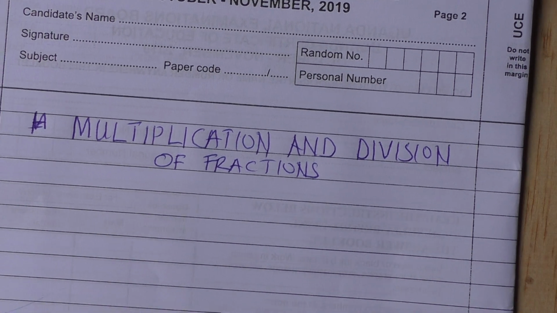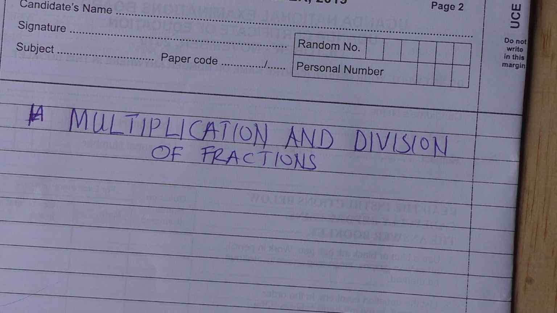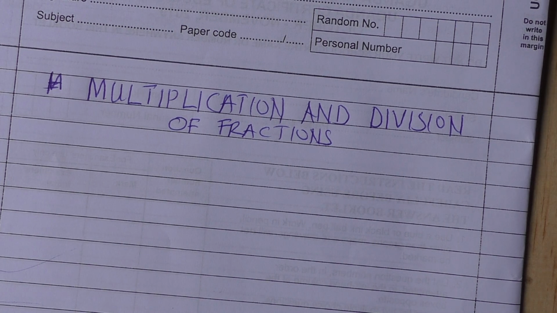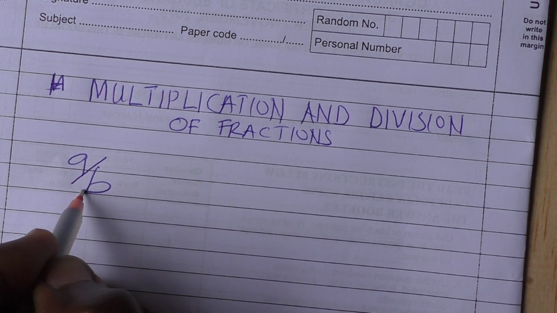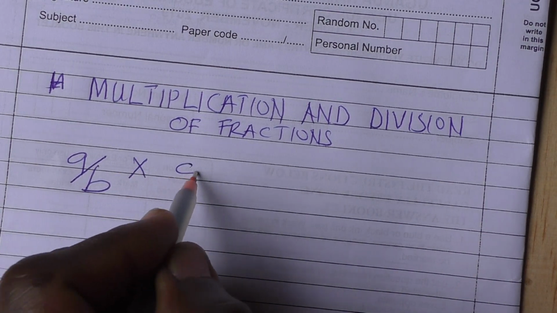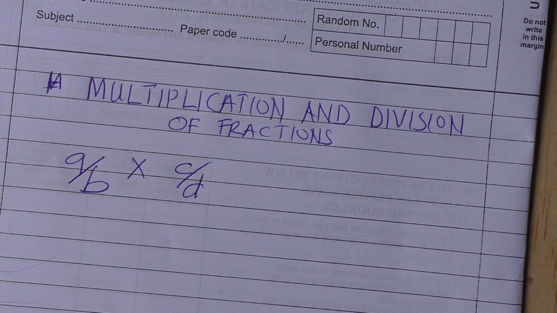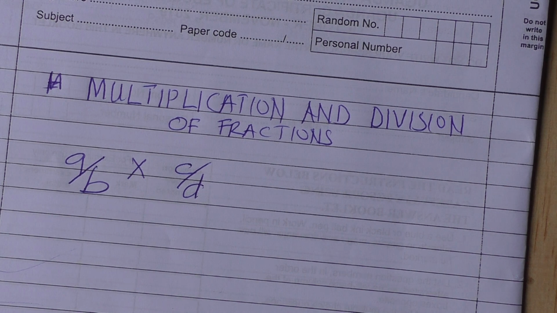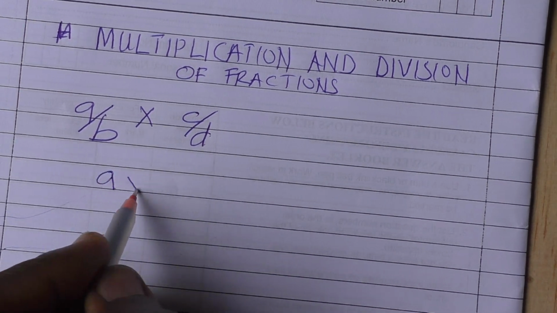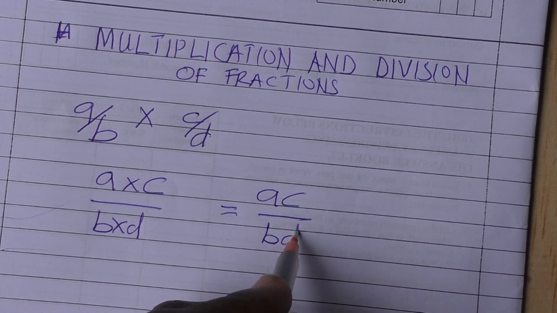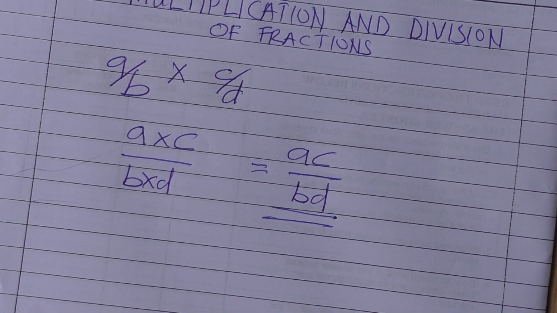Let's continue with multiplication and division of fractions. With multiplication of fractions, we have very simple rules. For instance, if I have A over B times C over D, the simple rule is we shall multiply the numerators together and also multiply the denominators together. That is to say, we shall have A times C over B times D, which gives us AC over BD. That is how we multiply fractions.